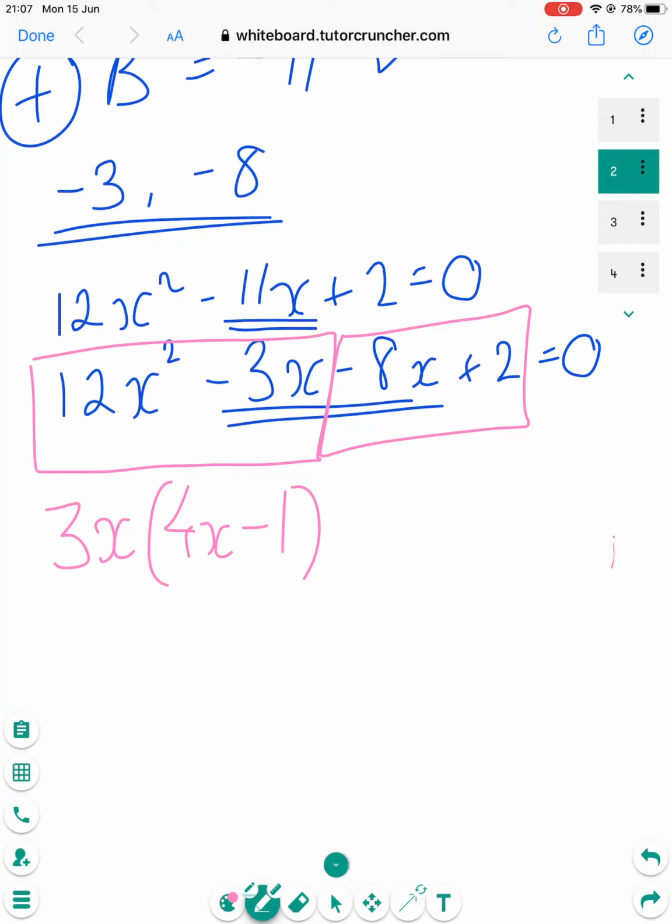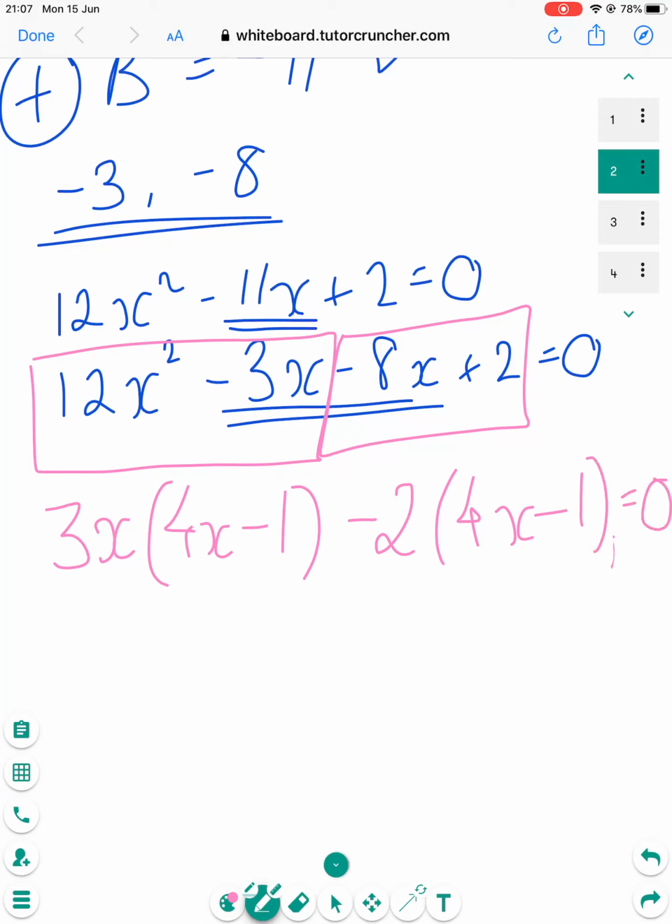And we do the same for this section. What can I take out? Well, I'm thinking we can take out minus 2 here, and that's 4x. Because 4x times minus 2 is minus 8, and if we take minus 2 out of 2, so 2 divided by minus 2, we're going to be left with minus 1.